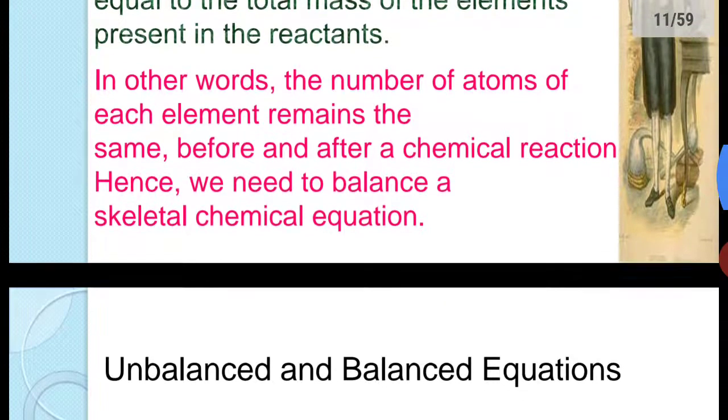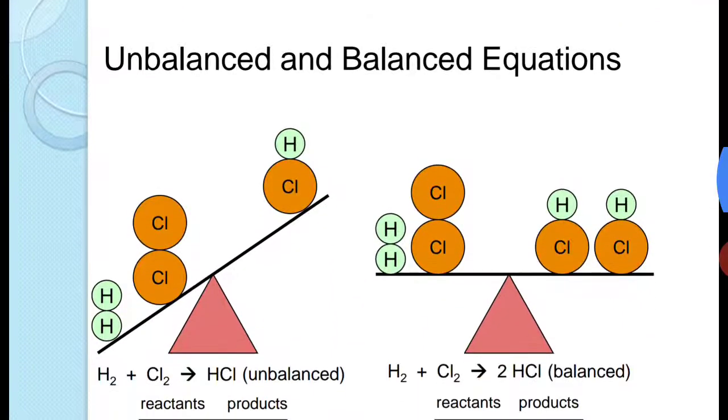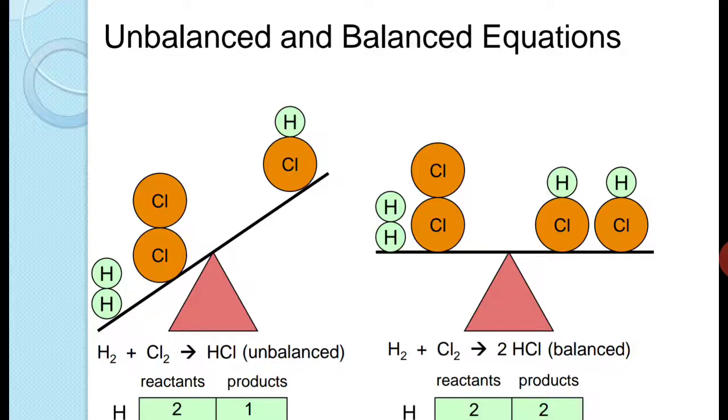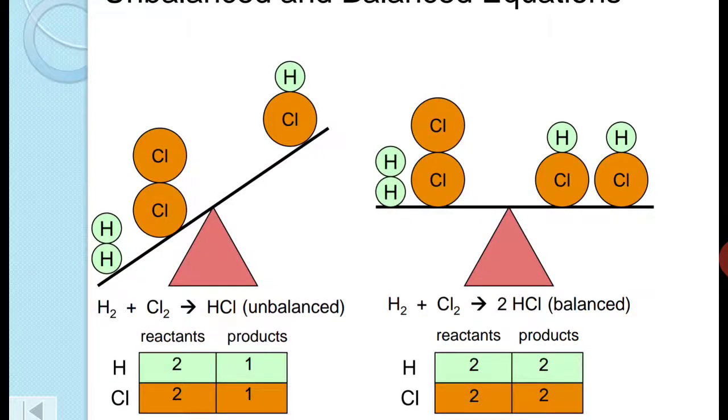In previous class, I have taught you how to write a chemical equation, which is called a skeletal chemical equation. Now, to understand what is an unbalanced and balanced equation, you can see the schematic of preparation of HCl. Here we are taking 2 atoms of hydrogen and 2 atoms of chlorine. In the first diagram it is unbalanced and in the second diagram it is balanced.